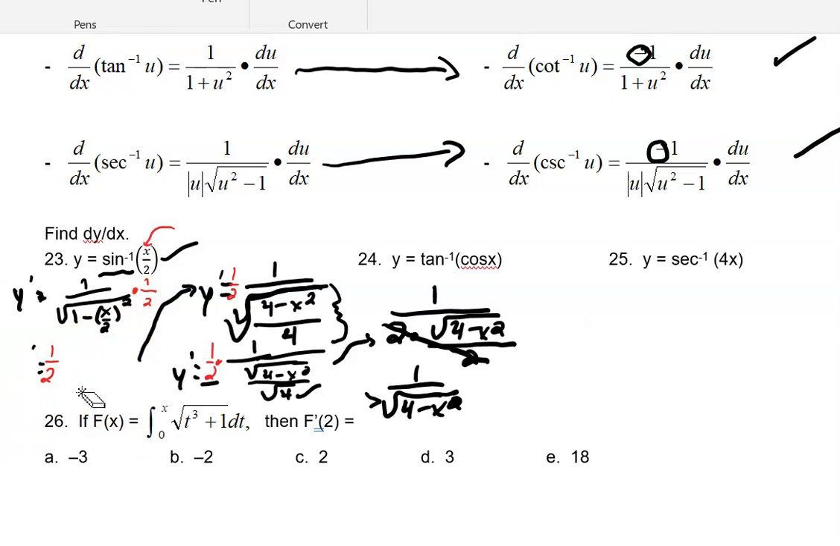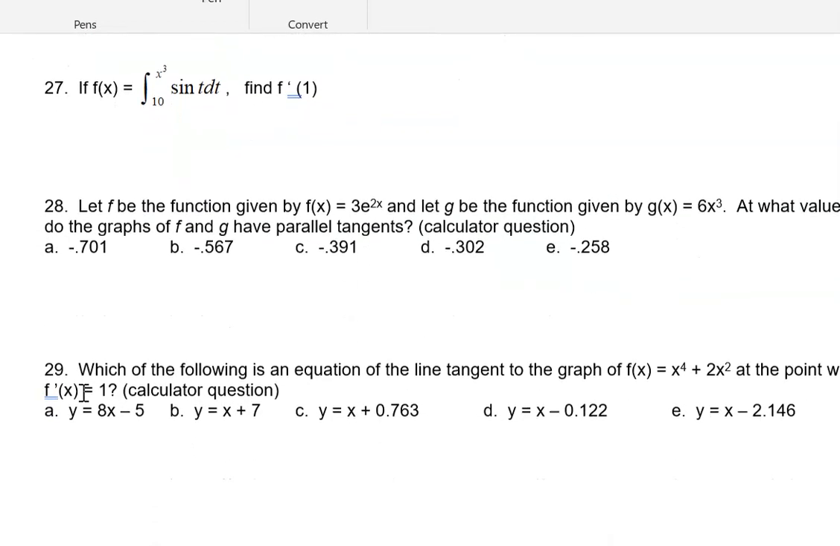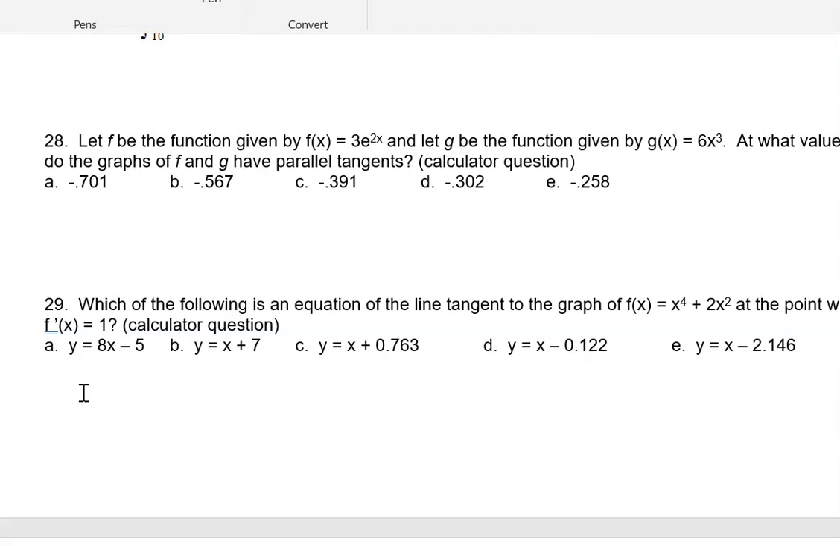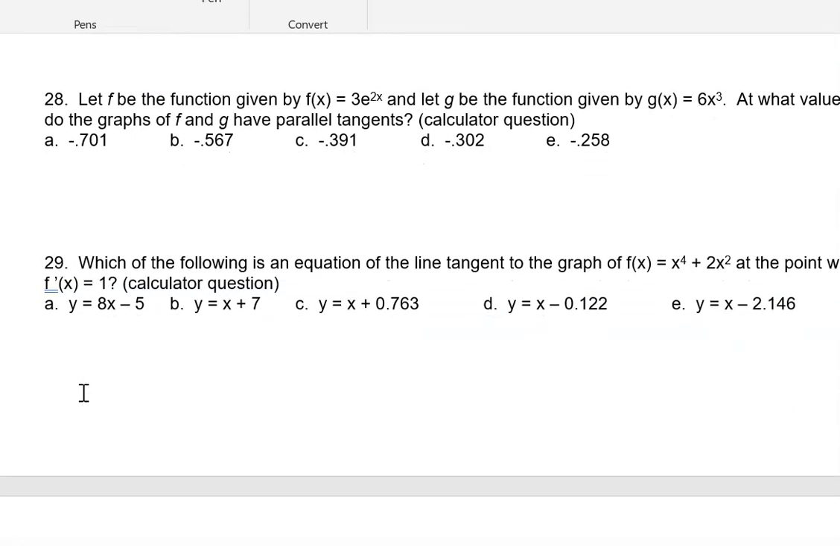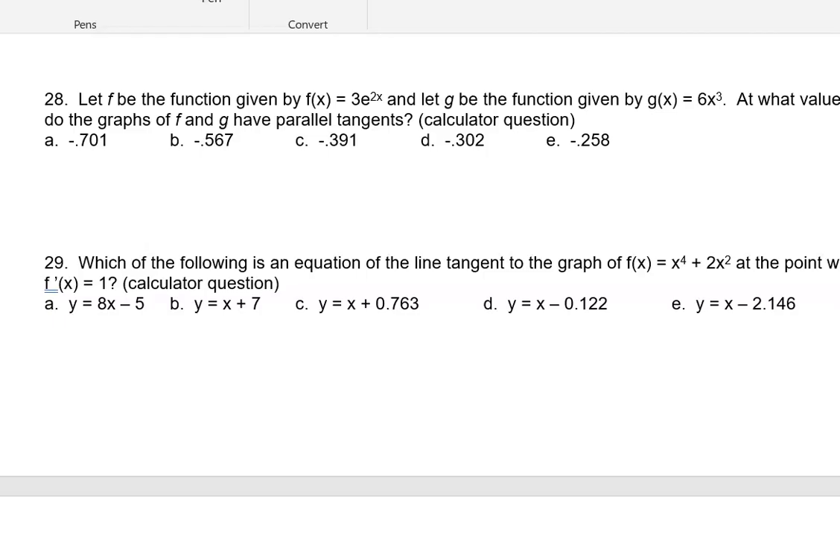All right, moving along. Again, for the most part, I think you can do 26 and 27. I have the answers for you. 28, 29: solving equations on the AP test with your calculator. 28 and 29 both require you to do that.